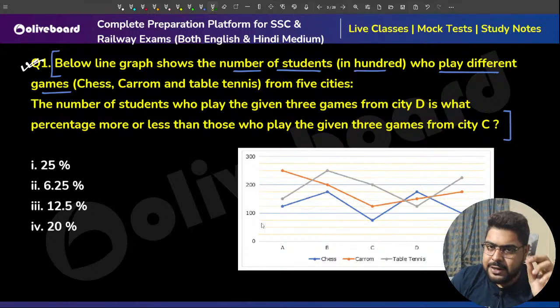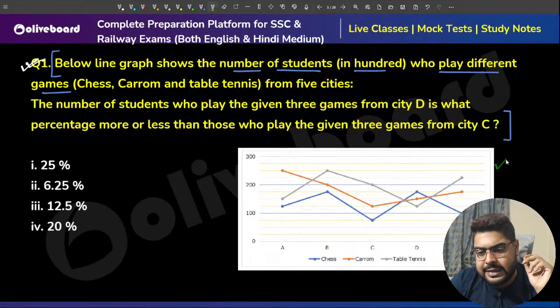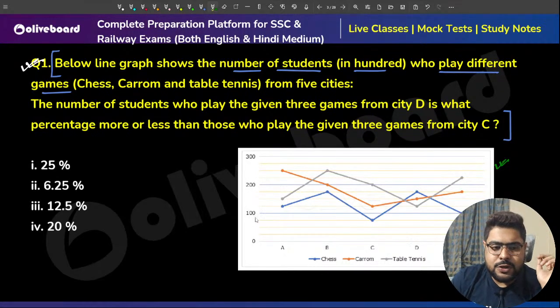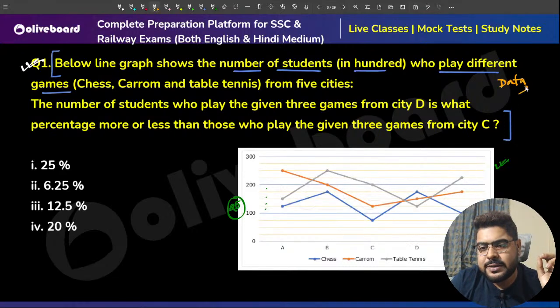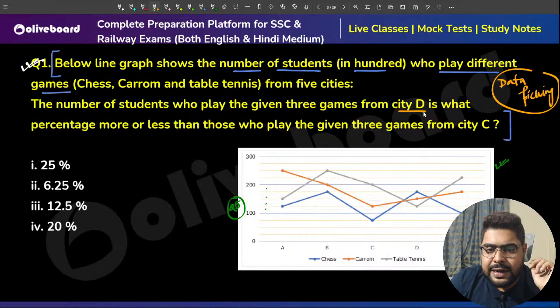Whenever you see this type of line graph with only a few values given, always figure out the value of each gap. There are 4 gaps between 100 and 200, meaning each gap is 25. Very first thing you must do is pick the data. We need city D and city C. City D means this.